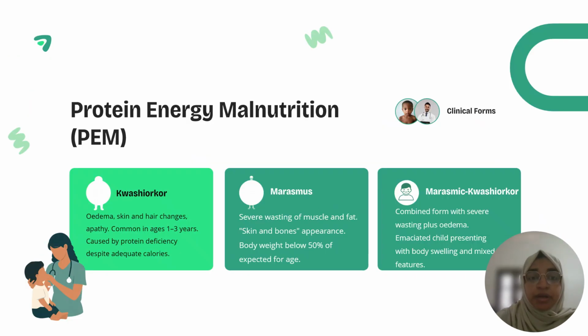First of all, we are going to discuss protein energy malnutrition. It is one of the most important nutritional problems affecting children. There are three major clinical forms of PEM, that is Kwashiorkor, marasmus, and marasmic Kwashiorkor. These conditions result from inadequate intake of protein, energy, or both.